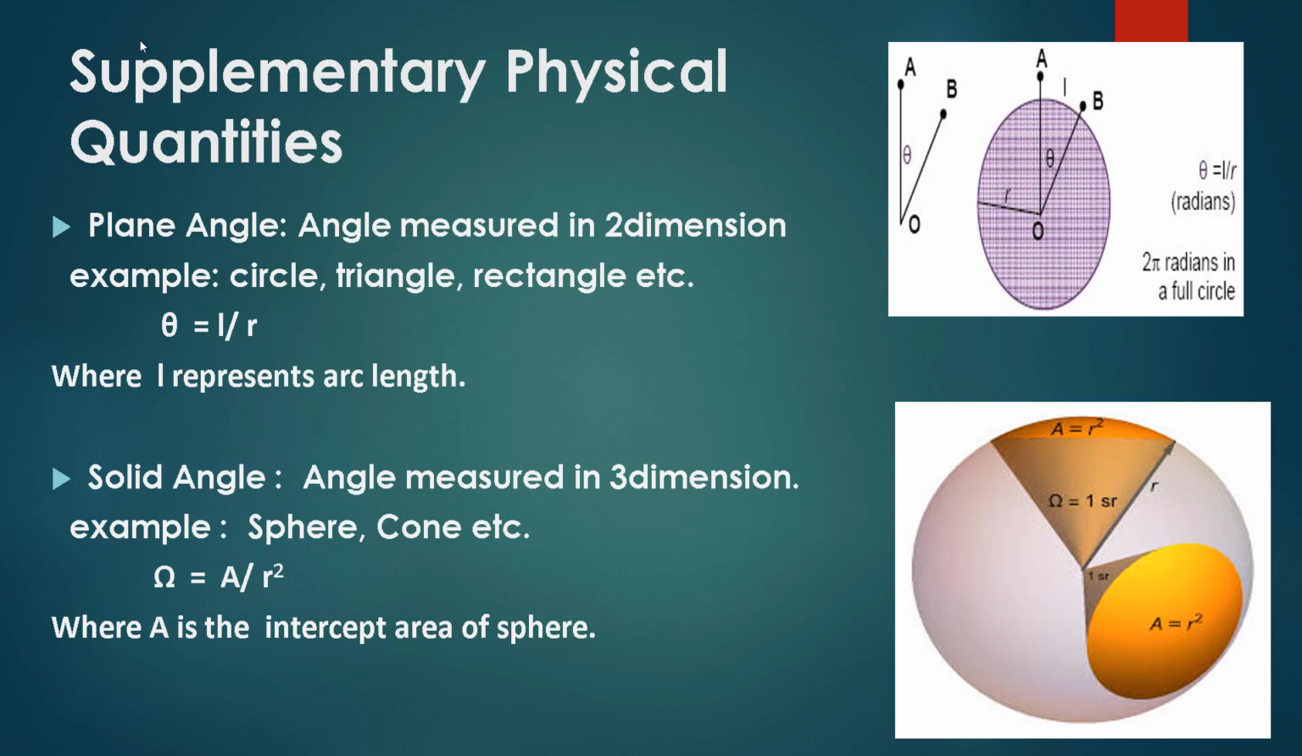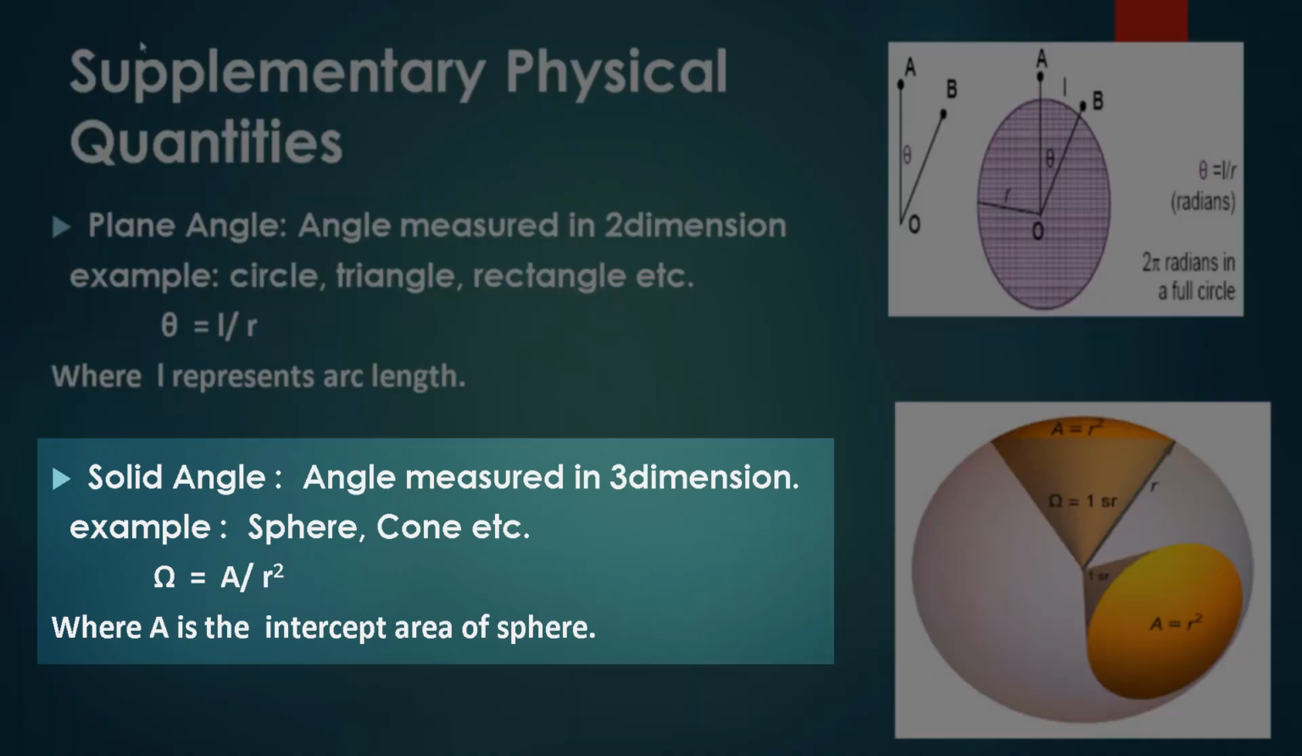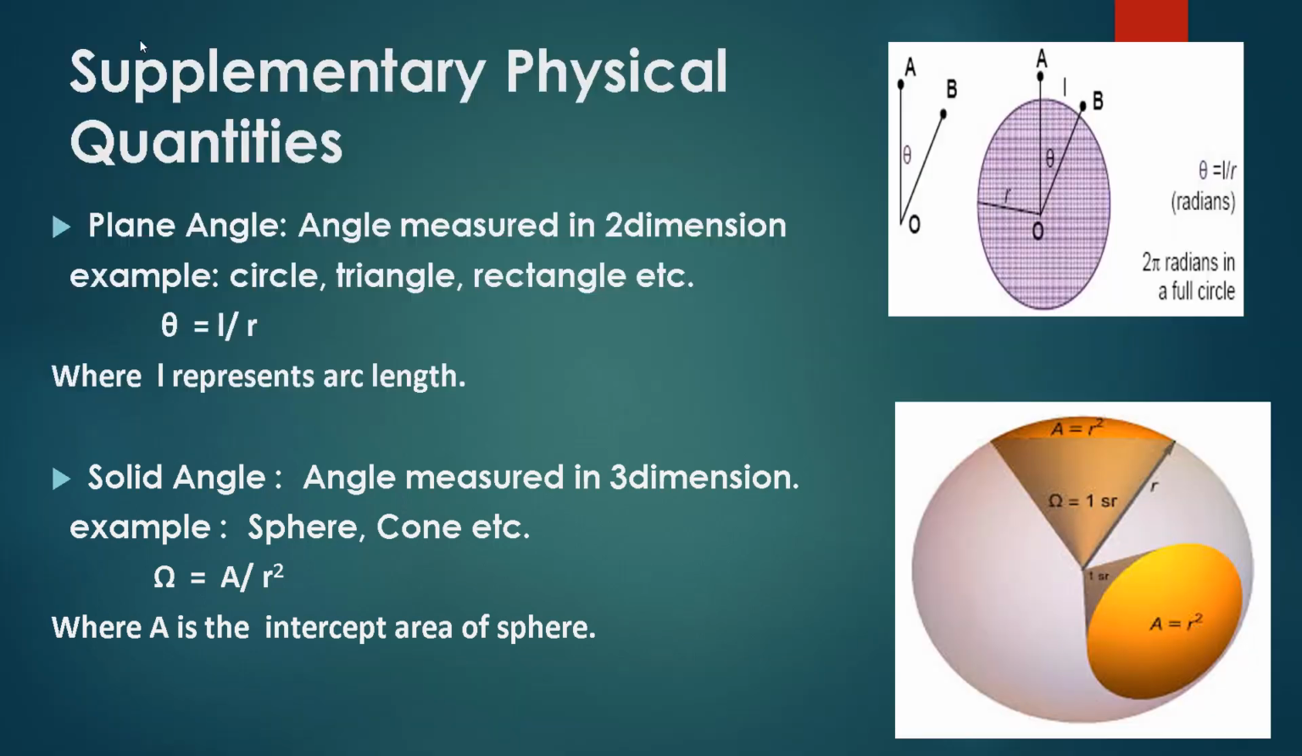And for solid angle, which is measured in three dimensions, if I have a sphere and a cone is cut out from it, the angle measured in the cone is called the solid angle. Basically, the whole world we are seeing is three-dimensional. So we measure the intercepted area of the sphere divided by the square of the radius of the sphere. The maximum solid angle is 4 pi.